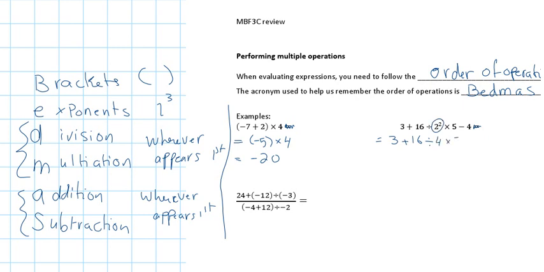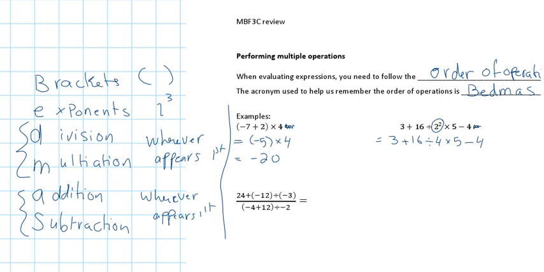Okay. After the exponents, what do I do? Division or multiplication, whatever comes first, yes? So in this case, I have to go from left to right. We read from left to right in English. So if I'm going from left to right, which one comes first, division or multiplication? Division. So I have to perform the division, which is 16 divided by 4.